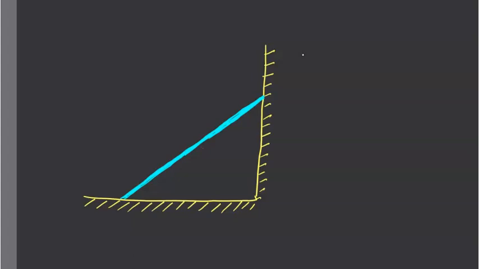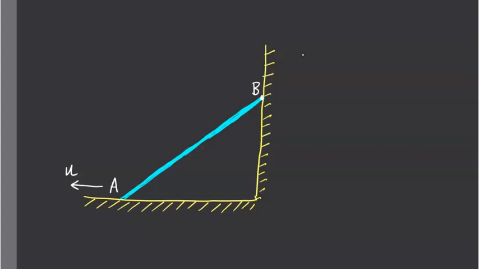Here we have a rod, indicated by a bluish green color, resting against a wall. This rod has two points: this is point A and this is point B. Suppose point A is pulled with a certain velocity, let's say u. We have to find out what will be the velocity of the end B.